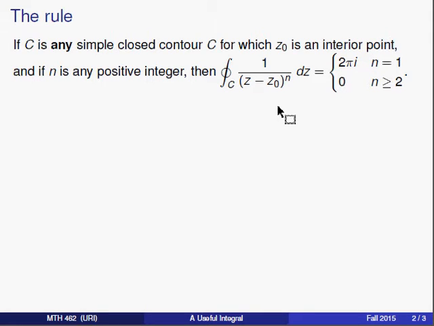If we suppose that C is any simple closed contour that encloses the point z naught, then the integral of this function around the contour C will be either 2 pi i if the exponent in the denominator is 1, or 0 if it's any other positive integer. Now we'll see in a second why this might be useful to us. We'll evaluate an integral using this rule. But first let's talk about why it should be true.